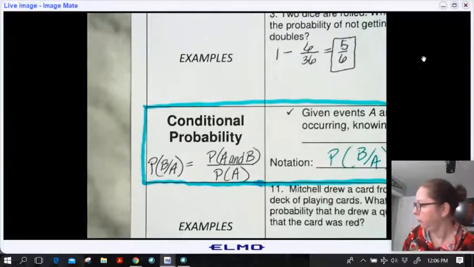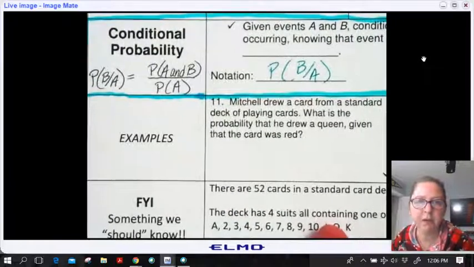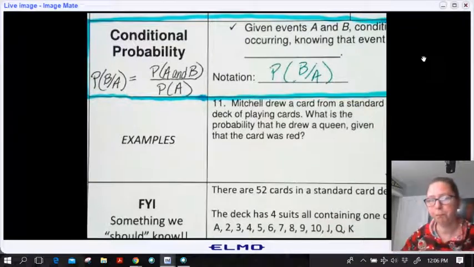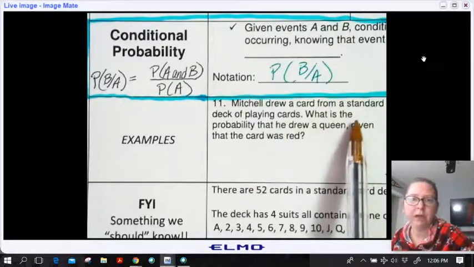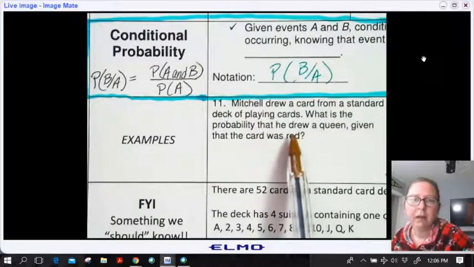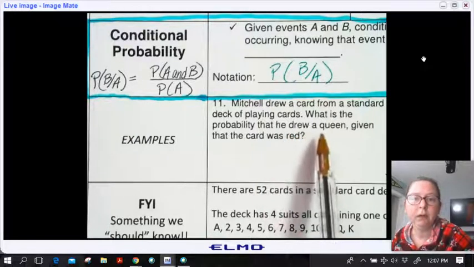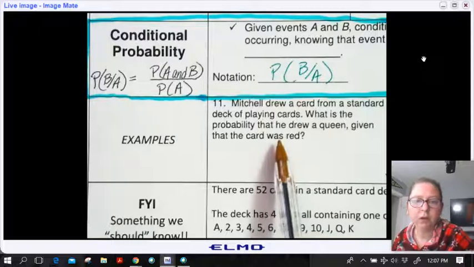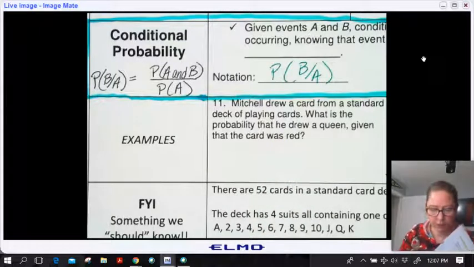Alrighty. So we are going to get started here with example 11. And I'm going to leave that formula up there for us so we can see it. Okay, so we're back to our standard deck of playing cards. What is the probability that Mitchell will draw a queen given that the card was red? Okay, so let's take a look at how we're going to write this.